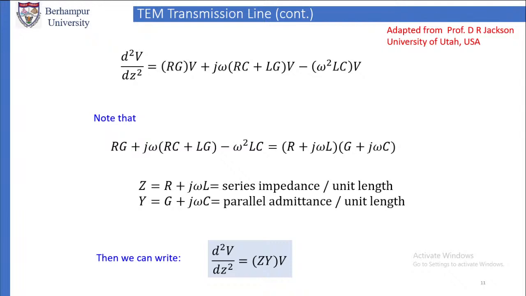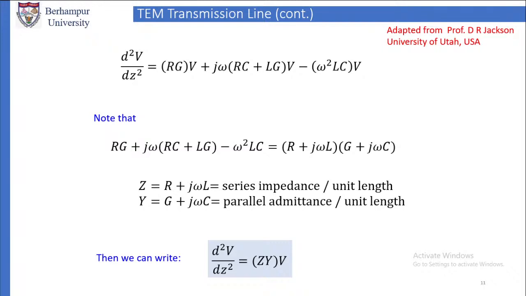Now let us say R plus j omega L is Z. So Z is equal to R plus j omega L. That will be series impedance per unit length. Why per unit length? Because we are using R and L, not R delta z, L delta z, which would be complete impedance. But R and L are resistance and inductance per unit length. Therefore, Z is equal to R plus j omega L is series impedance per unit length. Similarly, Y is equal to G plus j omega C, that is parallel admittance per unit length.